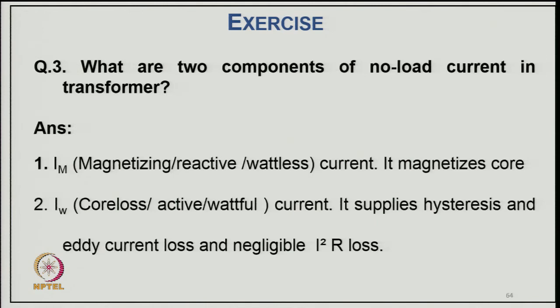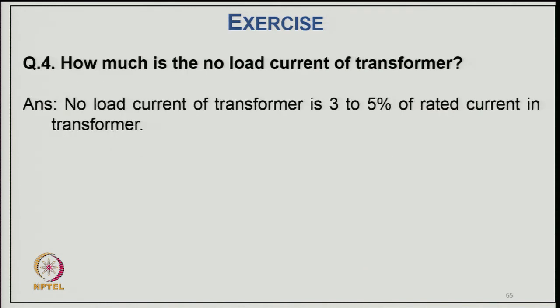Now, what are the two components of no load current in the transformer? The answer is the magnetizing current, Im, which we call the reactive or wattless current, as it is magnetizing the core, and the second component is Iw, which we call the core loss or active or watt-full current, which supplies the hysteresis and eddy current losses, and negligible I square R losses, because the no load current is quite small in a transformer, of the order of 1 to 5% of the rated current.